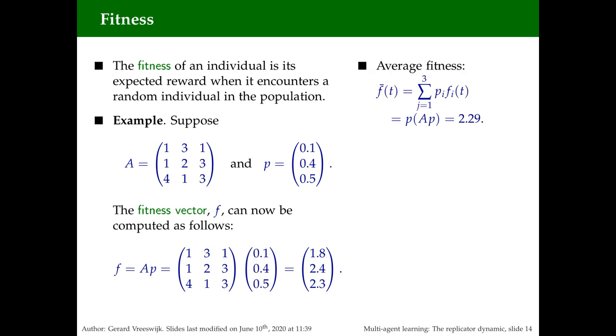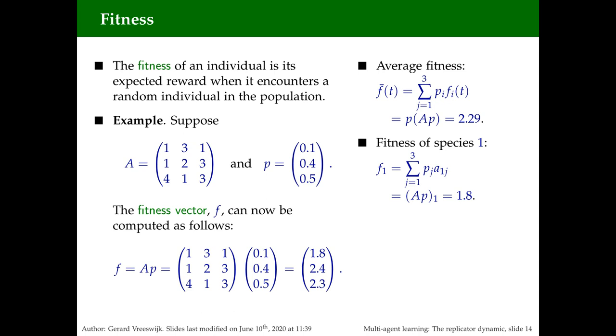So the average fitness, we already had a formula for that. Well, that can be computed. It is P times AP. Well, AP is this vector here, which is 0.1 times 1.8 plus 0.4 times 2.4 plus 0.5 times 2.3, and then you get as average fitness this number.